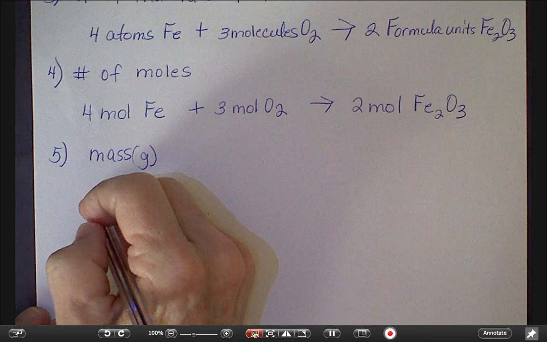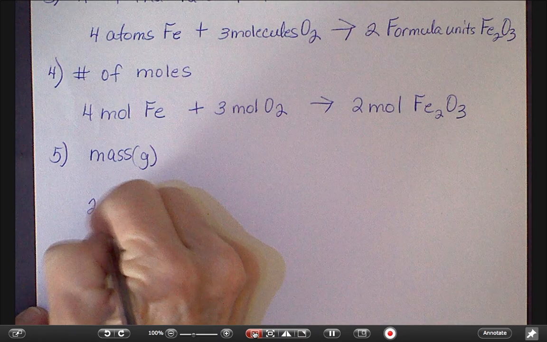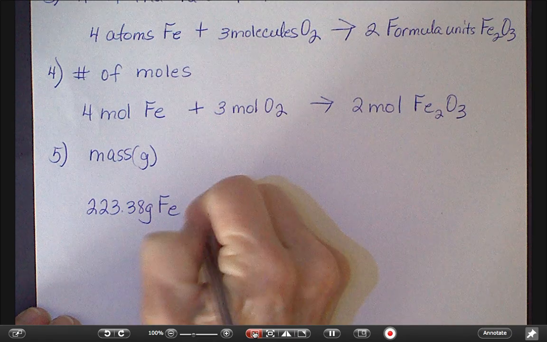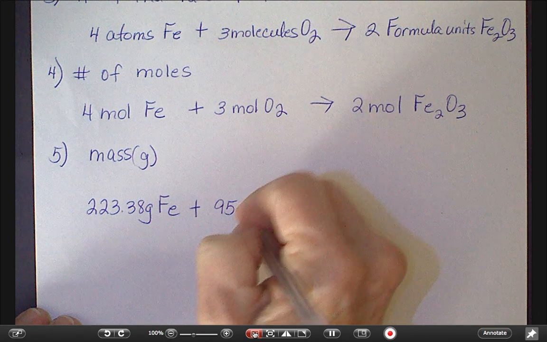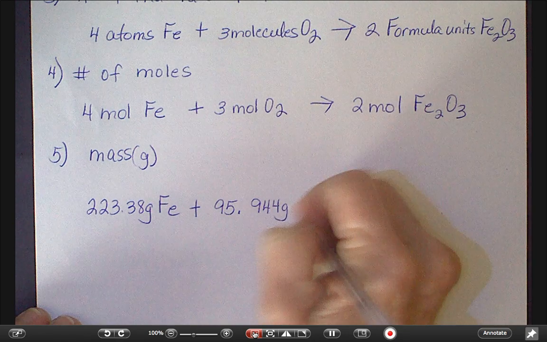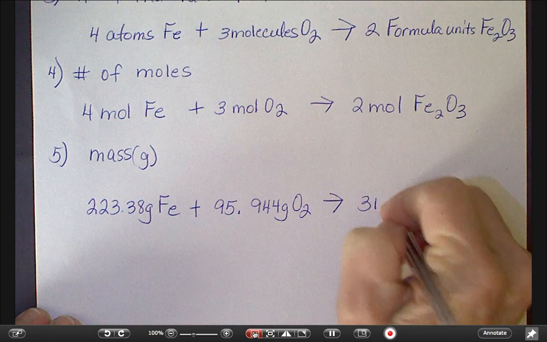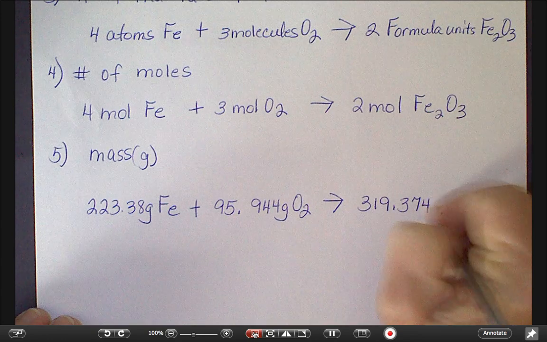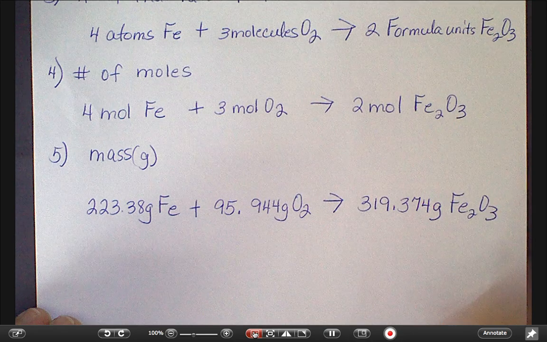You see 223.38 grams? Okay, so 223.38 grams of iron plus 95, all these numbers are coming from yesterday, 0.944 grams of O2 and 319.374 grams Fe2O3. Okay?